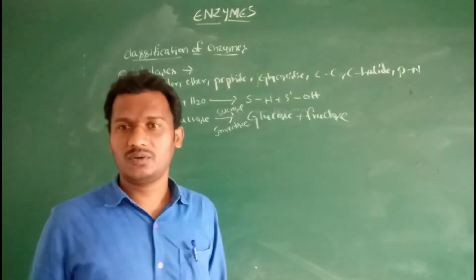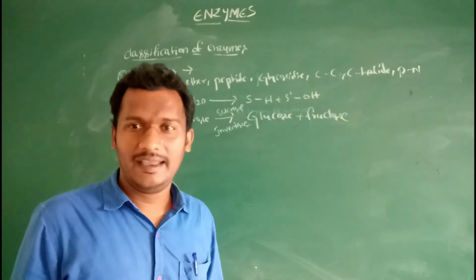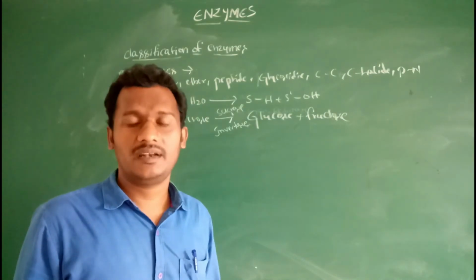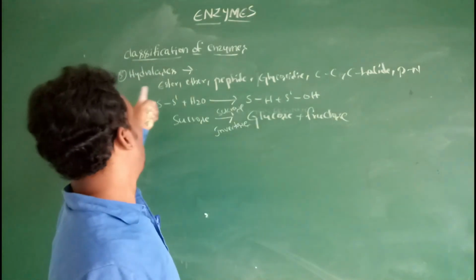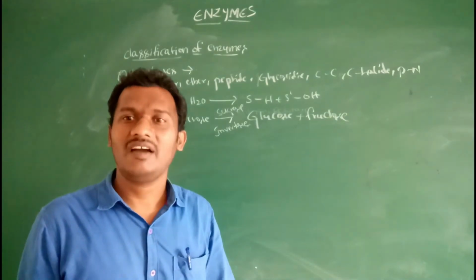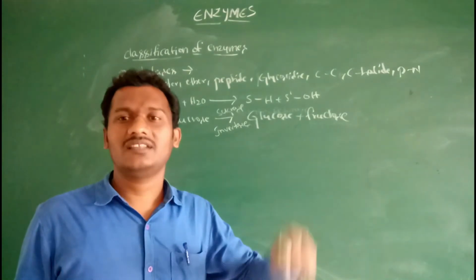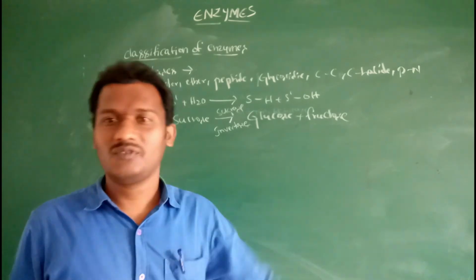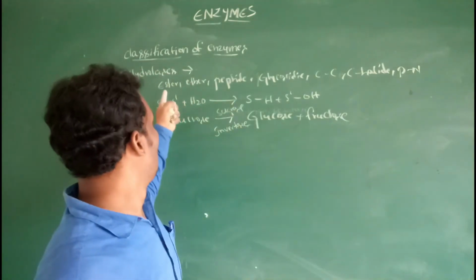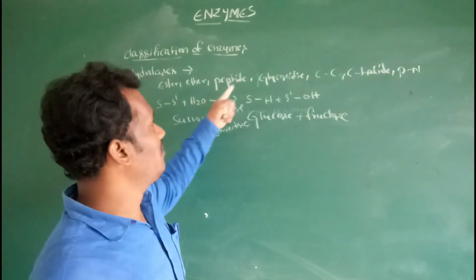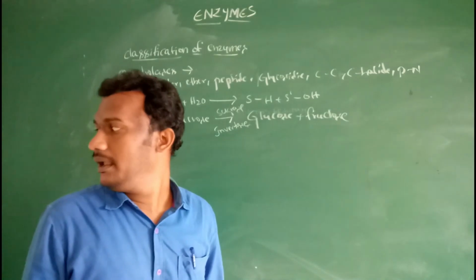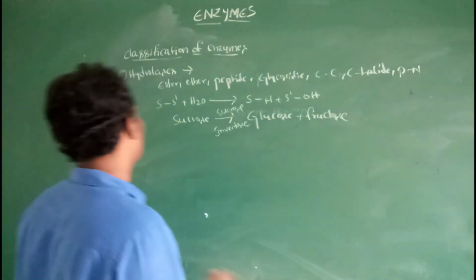Then glucose and fructose participate in glycolysis, that means respiration, the first step of the respiratory process. So hydrolase enzymes catalyze the reaction of hydrolysis, breaking large molecules into simple molecules. They break ester bonds, ether bonds, peptide bonds, glycosidic bonds, C-C bonds, C-halide bonds, then P-N bonds.